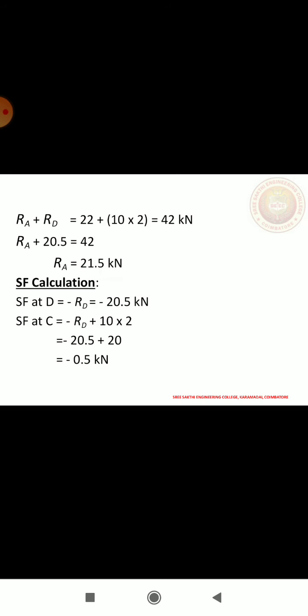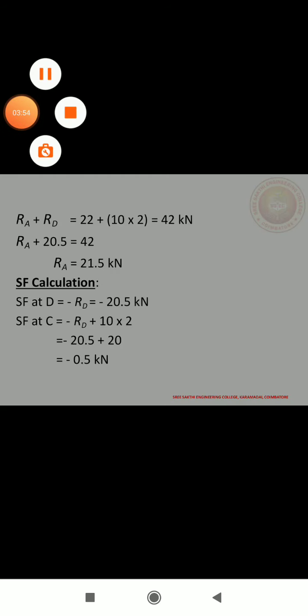We know that the total reactions, that is RA plus RD, equal the load acting on the beam, that is point load plus UDL load. So the point load is 22 kilonewton plus the UDL load. For the UDL load we have to multiply with the distance over which the load is acting. So it is 10 into 2, where 2 is the distance between C and D. So the final value for the reaction at A, RA, is 21.5 kilonewton.